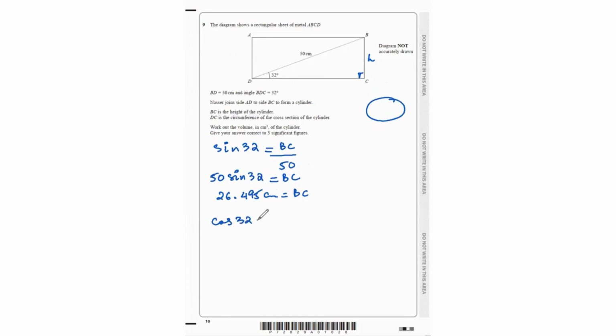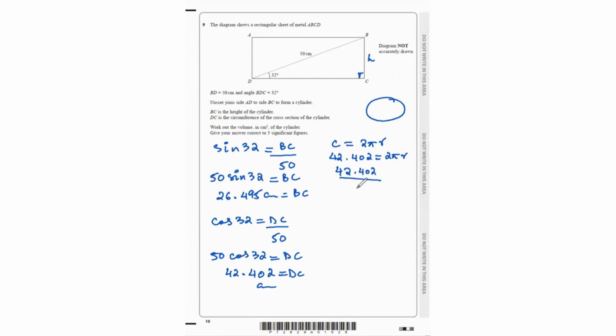Then to find the length of DC, we need the adjacent, so we use cosine. So cos 32 equals to DC over 50. So 50 times cos 32, that's going to give us 42.402. That's your DC. So now DC is your circumference of the circular base. So circumference is 2 pi r. So 42.402 equals to 2 pi times the radius. Using this formula, we figure out the radius of the base because we need that to find the volume.